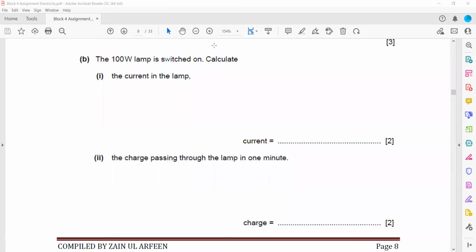Your power is 100. So we have the formula P equals VI. So power is 100 and the voltage across each lamp is 200, multiplied by current I. So 200 is multiplied, other side will be divided. So 100 divided by 200 is I, and 100 divided by 200 is 0.5 ampere.